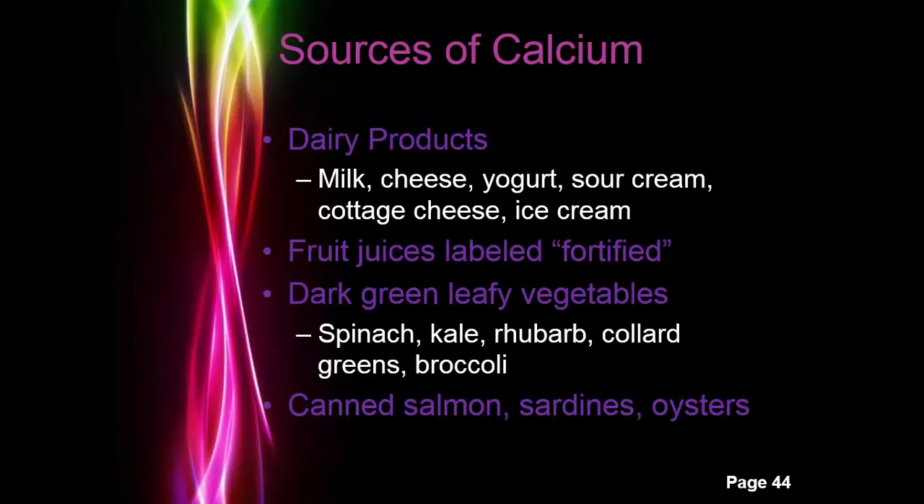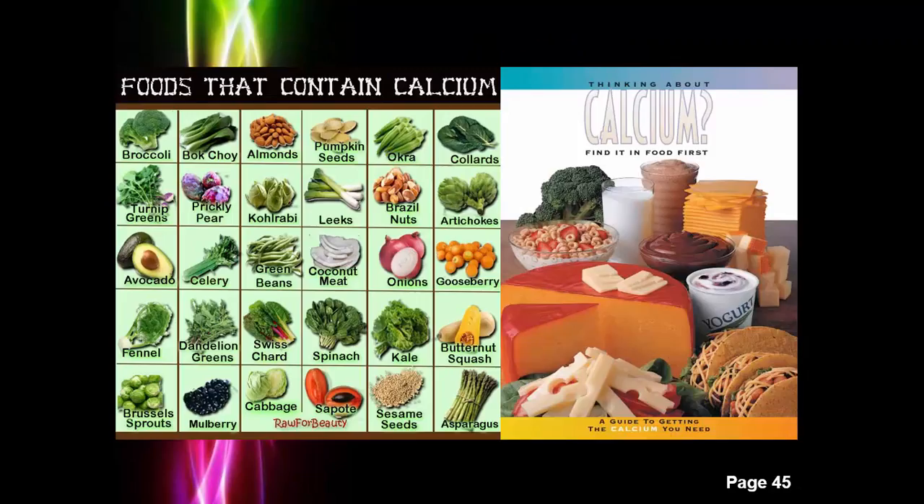Here are your sources of calcium. And so everybody is quite aware of dairy products, which probably has the most calcium in it. But you've also got some in your fortified juices that are labeled fortified. Dark green leafy vegetables like your spinach, kale, rhubarb, collard greens, broccoli, your canned salmons and sardines and oysters as well. All right, so these are some other foods that are high in calcium.